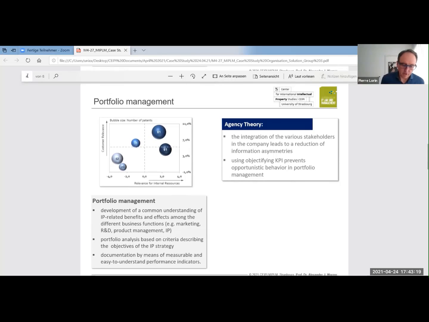Well, let's consider now we have an IP strategy in place and we have an existing IP portfolio. Important is to assess the benefits and the effect of this IP portfolio in regard to the IP strategy. So for such an analysis, it's important to define easy to understand key performance indicators that can be used to run such an analysis.